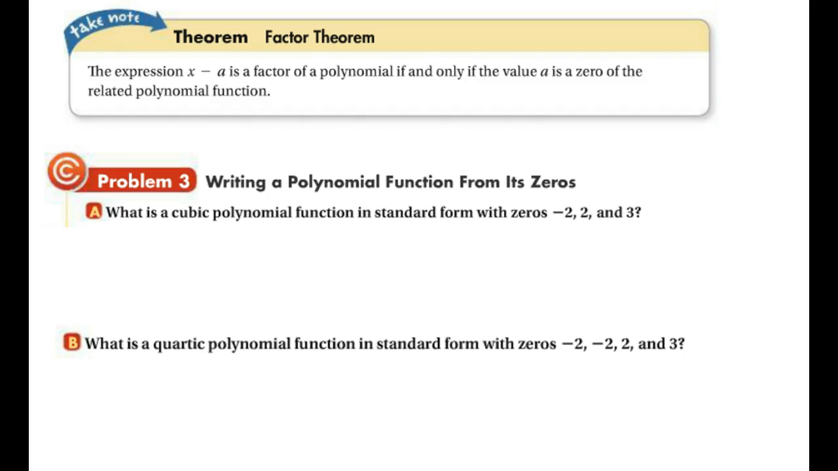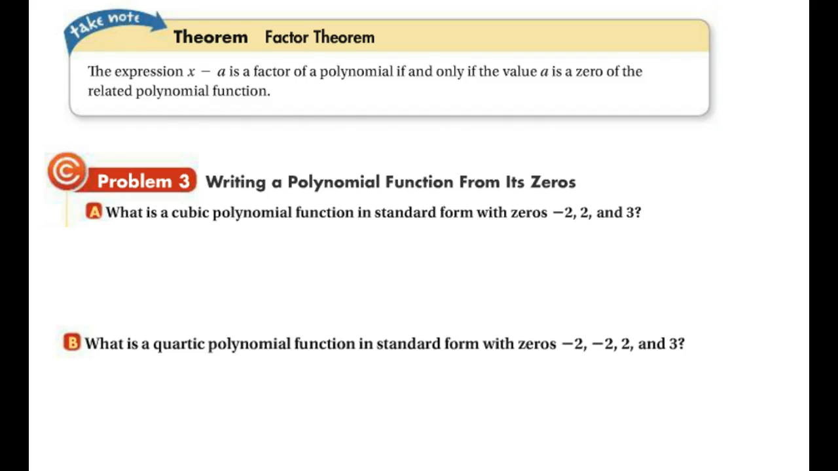The factor theorem describes the relationship between the linear factors of a polynomial and the zeros of a polynomial. So the factor theorem says the expression x minus a is a factor of a polynomial if and only if the value a is a zero of the related polynomial function. I'm hoping that you remember if and only if statements from geometry last year, but let me remind you what they mean. If and only if means that the reverse of the statement is also true.